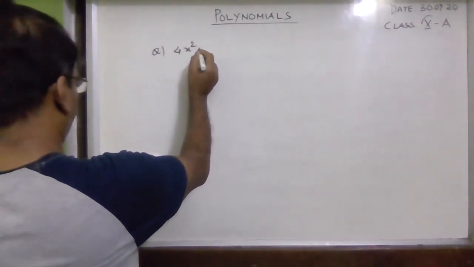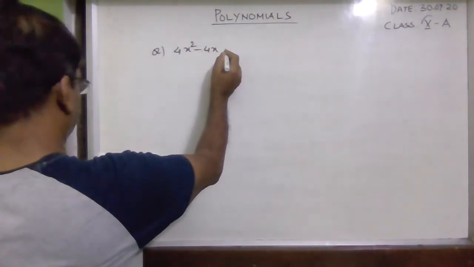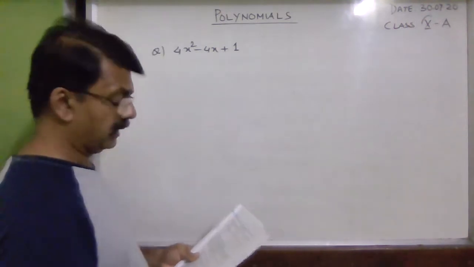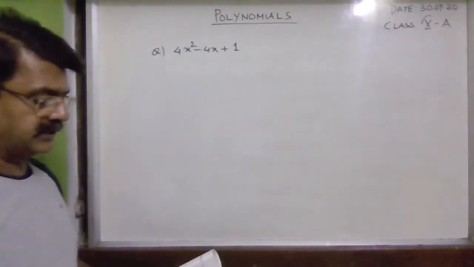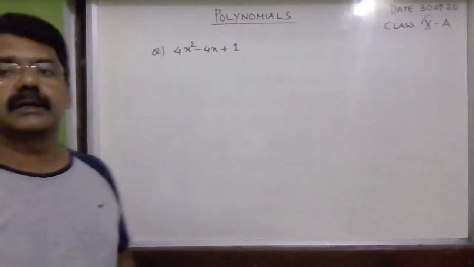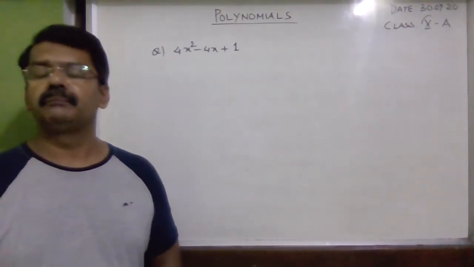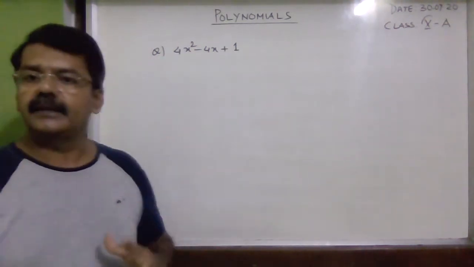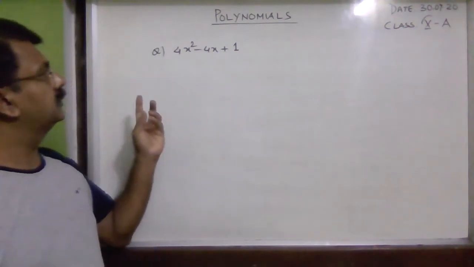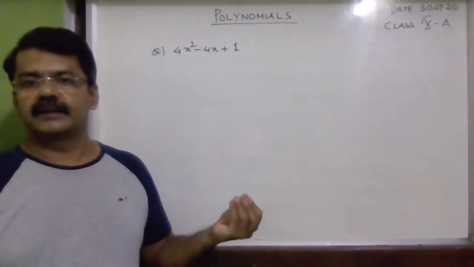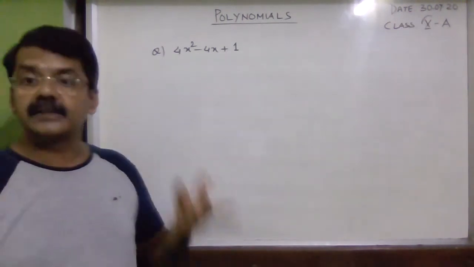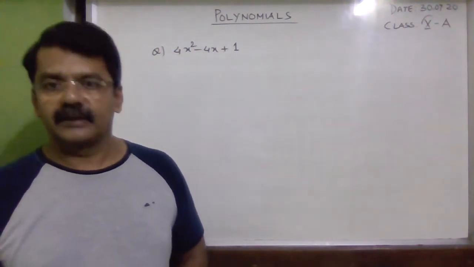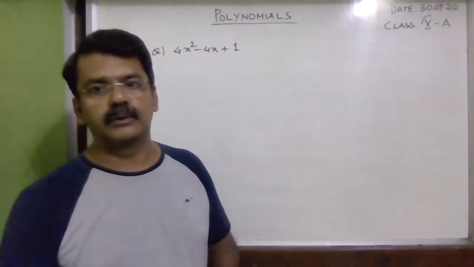4x square minus 4x plus 1. This is a quadratic polynomial. Now you have to find the zeros of this quadratic polynomial, and then you have to verify the relationship between the zeros of the quadratic polynomial and the coefficients. You have to verify those relations.